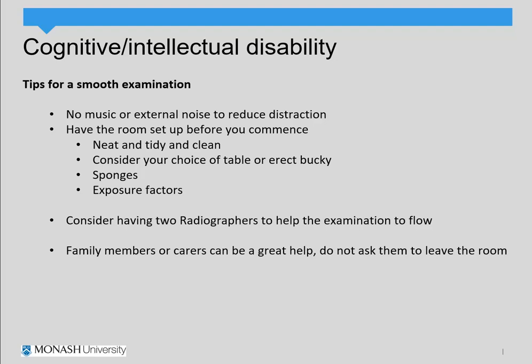It's really important that you have the room set up before you start. Consider your choice of equipment. If you need sponges and things like that, positioning devices, have it all set up so that you don't have to run off and go and get that equipment. Consider having 2 staff members, so radiographers, radiation therapists, or a third person in radiation therapy to actually help the examination flow. So that if someone needs to go and get a piece of equipment that you don't have, the other people can continue your interactions with the patient and be starting to move forward with the examination whilst the other person goes and gets whatever other equipment you need.